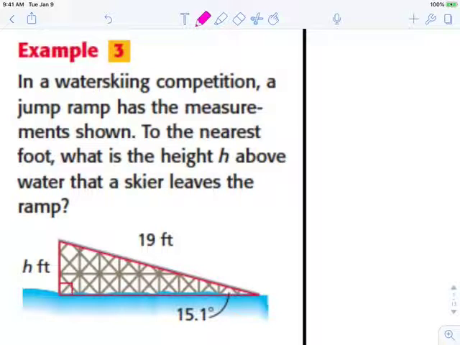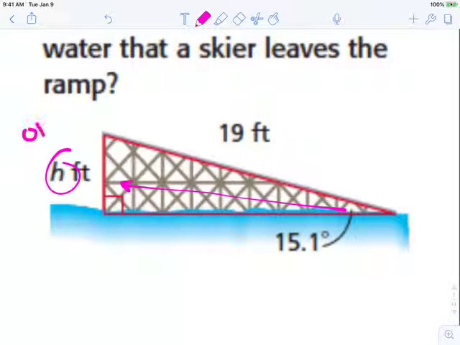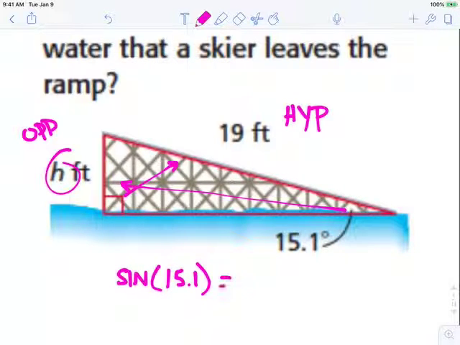Okay. Well, then solving this one, let's see, I should probably label. I want to know what this one is. Well, directly across from that angle is the opposite side. This one is directly across from the right angle, so this has got to be the hypotenuse. And I think to myself, what involves opposite and hypotenuse? And you say sine, right? So I set it up. Sine of 15.1 is equal to opposite, which is h, over hypotenuse, which is 19.